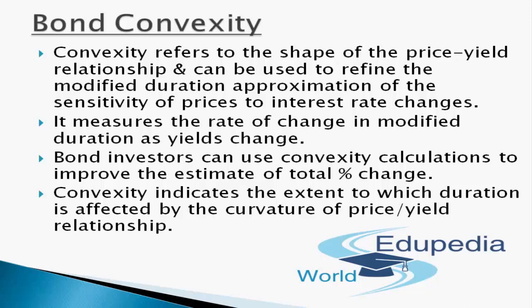We can say that it is a measure of curvature of the price-yield relationship because modified duration is the slope of the yield curve at a given yield. Convexity basically indicates the changes in duration. So guys, that was all about convexity.